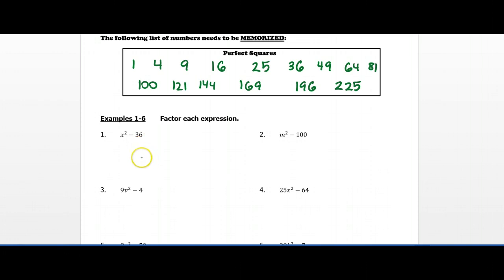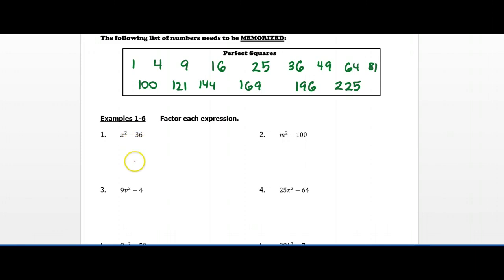In order to be a difference of squares, first of all, it has to be a difference problem, meaning there has to be subtraction. So I have to have a minus sign right here in front of the second term. If the problem were x squared plus 36, this binomial would not factor. You can't factor anything that has a sum using this rule, but you can factor differences. So x squared minus 36.